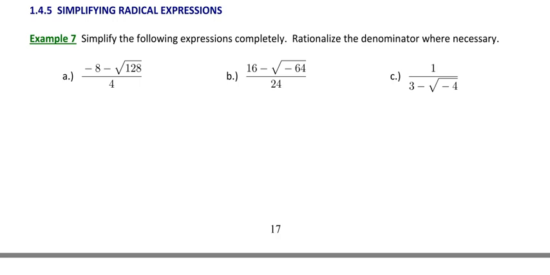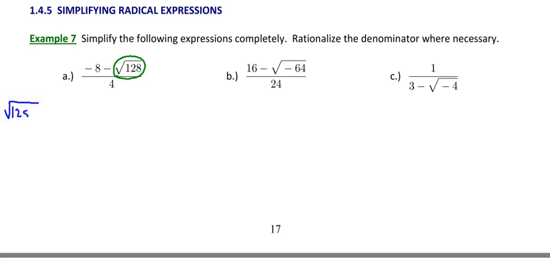later. On example 7, we want to simplify the following expressions completely. Rationalize the denominator where necessary. On example A, we have negative 8 minus the square root of 128, divided by 4. Now, the first thing I want to do is work on simplifying the square root of 128. So I'm going to do that as side work.